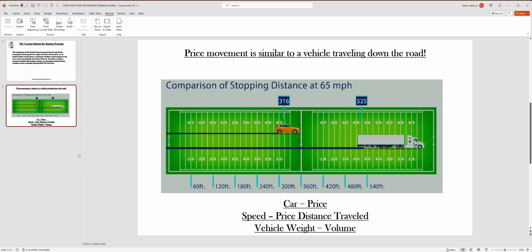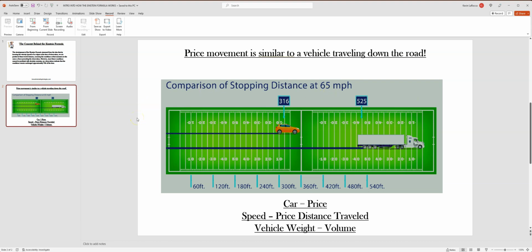Basically, it's like two vehicles traveling down the road at 65 miles per hour, assuming the road conditions are exactly the same. So it's not raining, not snowing, assuming that they both have fairly new tires and all of that. Well, the car that's going 65 miles an hour is going to be able to stop a lot shorter distance than the truck that's going 65 miles an hour, assuming they both slam on the brakes at the same time. The truck is going to travel further than the lighter car simply because of the weight of the vehicle, even though they're still going at the same speed.